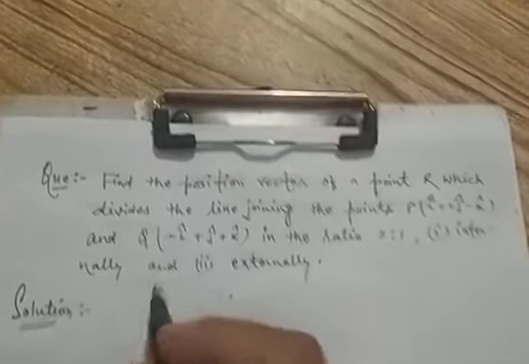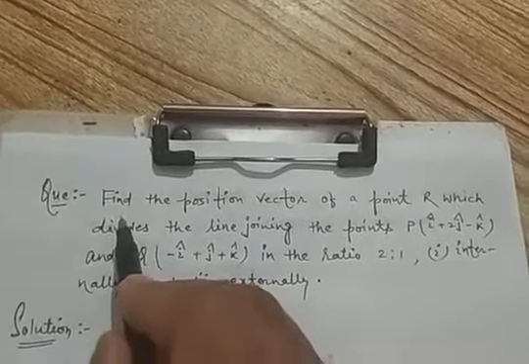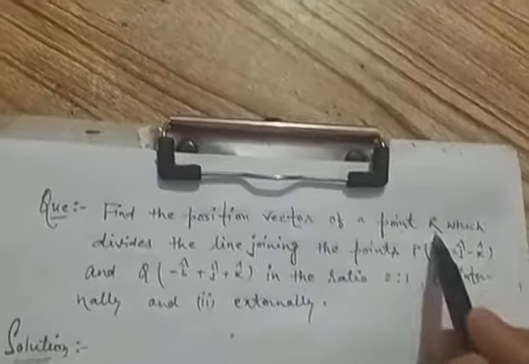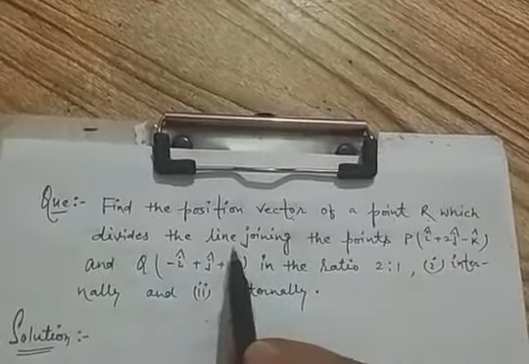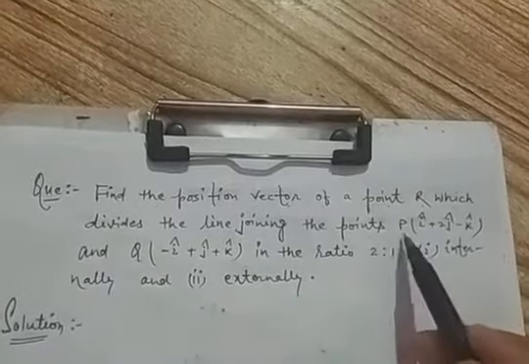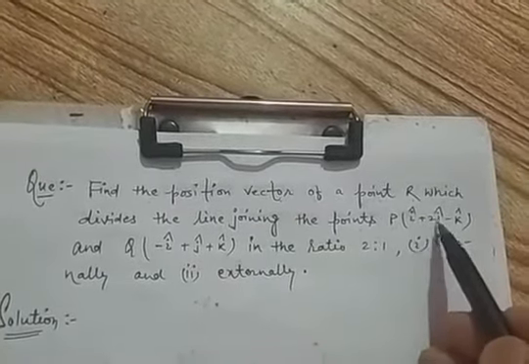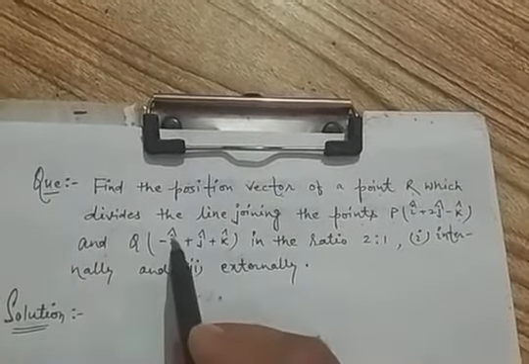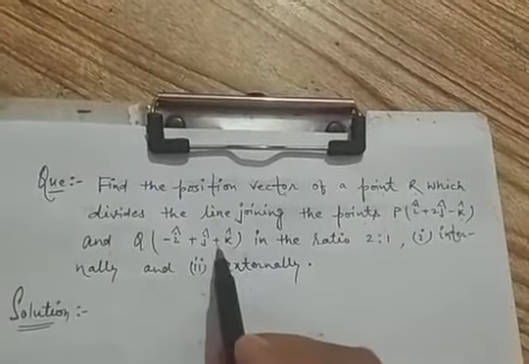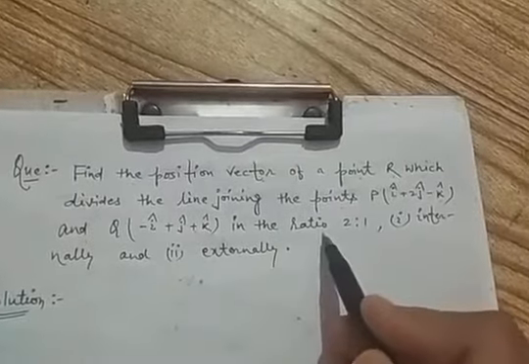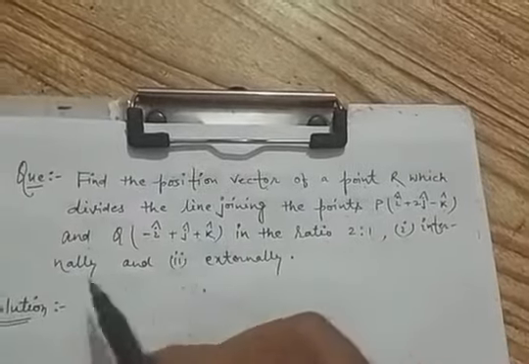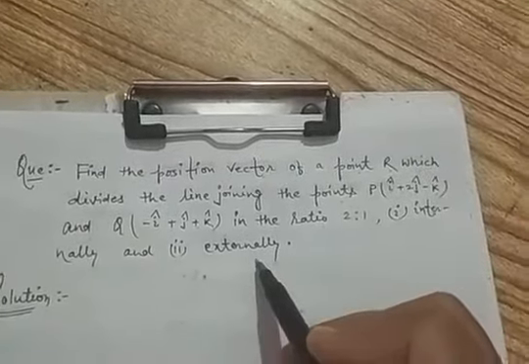Hi students, here we have to find the position vector of a point R which divides the line joining the points P, i cap plus 2j cap minus k cap, and Q, minus i cap plus j cap plus k cap, in the ratio 2:1, first internally and second externally.